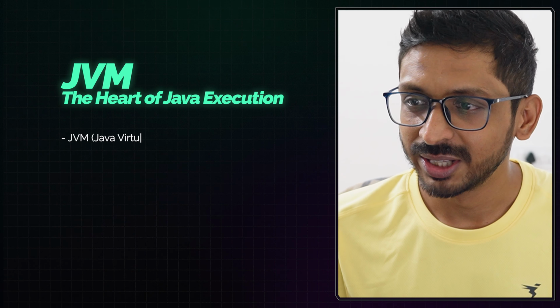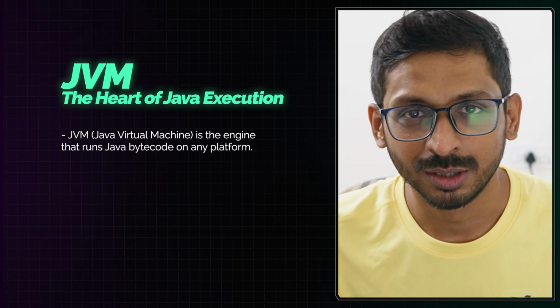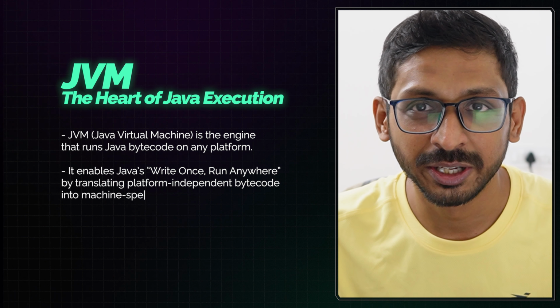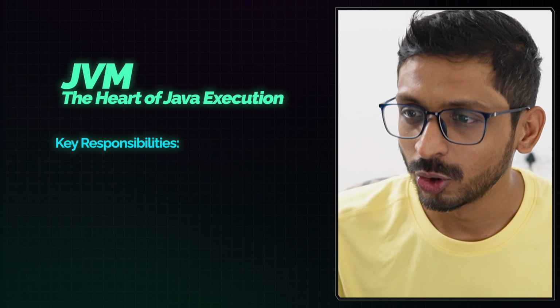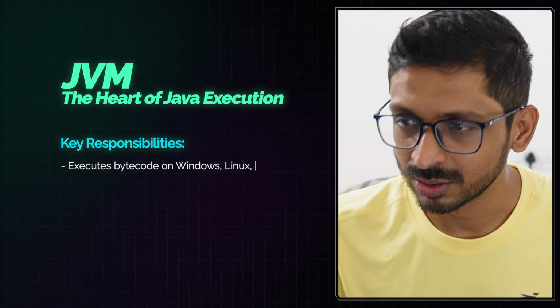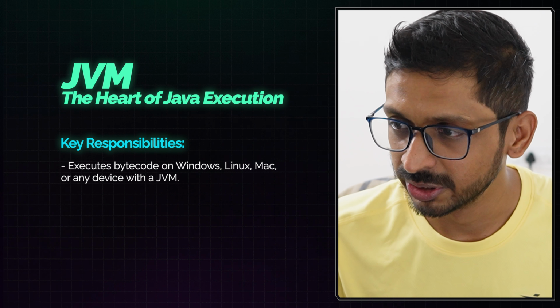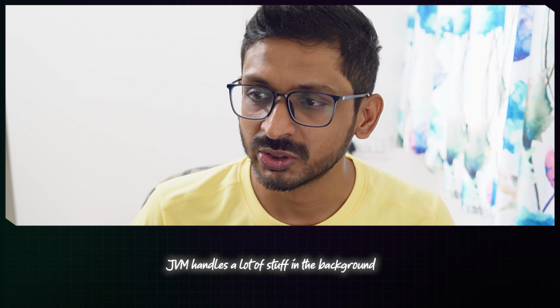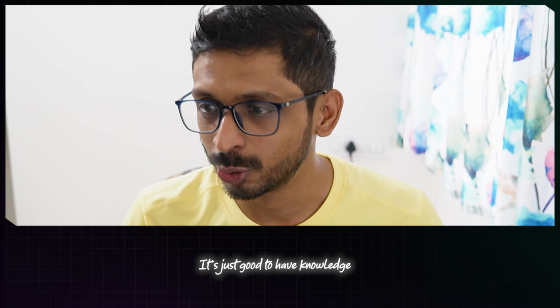Let's start with the engine that makes Java run, that is the Java Virtual Machine. This is what allows Java's philosophy of writing once and running anywhere. It runs your compiled bytecode on any device, whether it's Windows, Mac, or Linux, by converting it to machine-specific code at runtime. Beyond just running code, the JVM handles a lot behind the scenes. Not that you have to worry about it, it's just good to have knowledge.